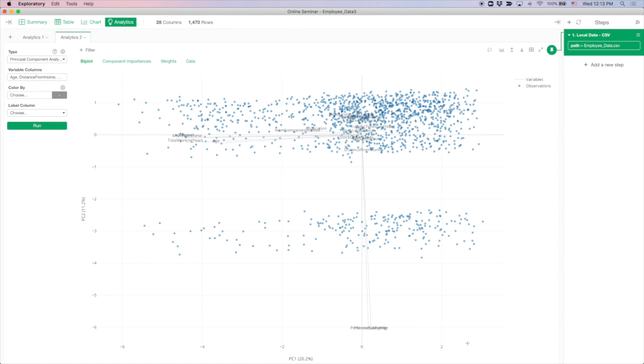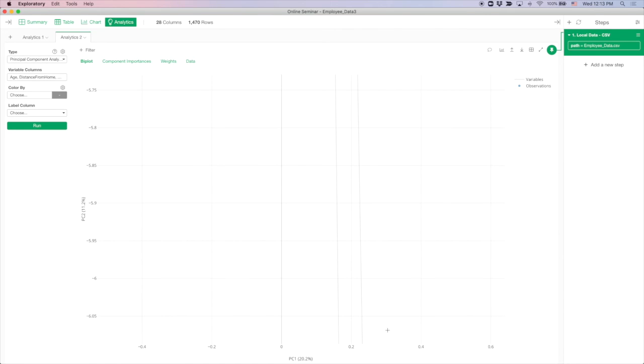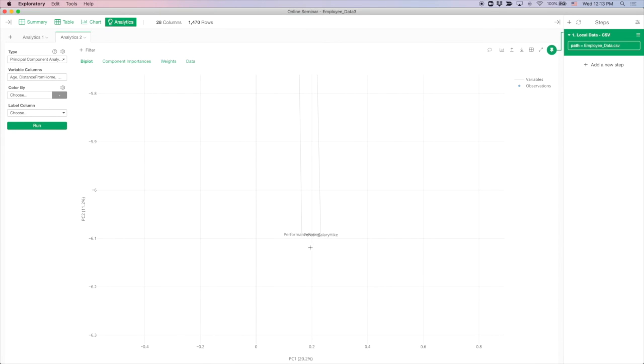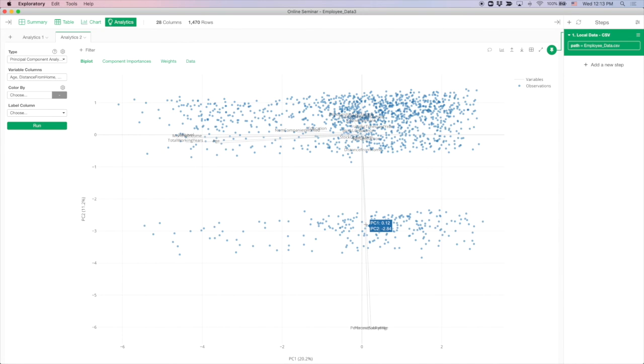What is that again? I keep forgetting this too. Wait a second. So performance rating and salary hike. These two measures probably don't matter in terms of salary or monthly income. They don't matter in terms of age or working years, because those are not correlated.